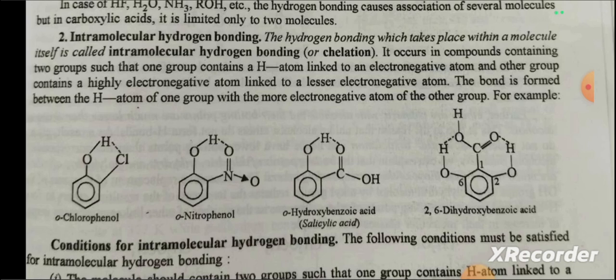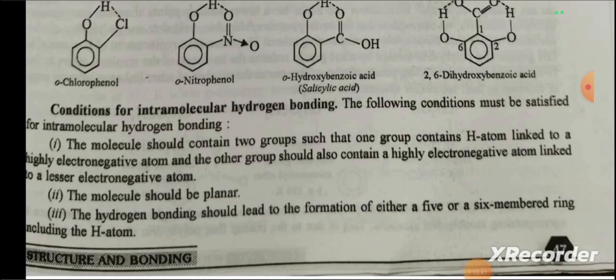Conditions of intramolecular hydrogen bonding. The following conditions must be satisfied. First, the molecule should contain two groups, such that one group contains an H atom linked to a highly electronegative atom and the other contains a highly electronegative atom linked to a less electronegative group. Second, the molecule should be planar, and third, the hydrogen bonding should lead to the formation of either a 5 or 6 membered ring including the hydrogen atom.